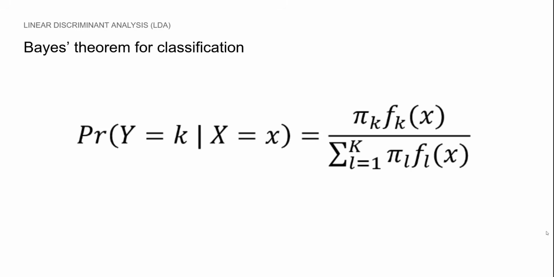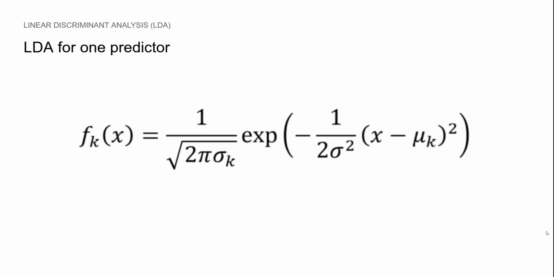Then Bayes' theorem states the equation that you see. The probability of the class being capital K given capital X equals small x is the ratio of pi k fk of x over the sum of pi l fl of x from l equals 1 to K, so for all classes. This was a bit challenging, so make sure to probably rerun this section of the lesson because it is very important to understand. Now the challenge here is really approximating the density function.